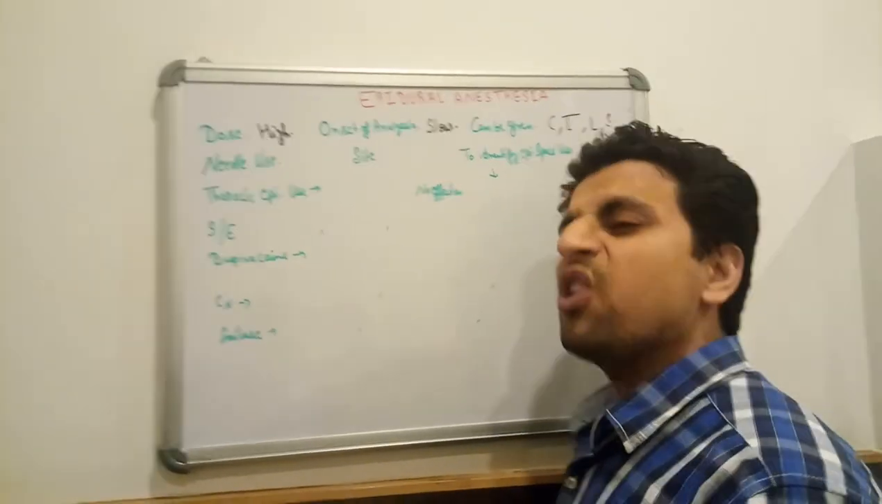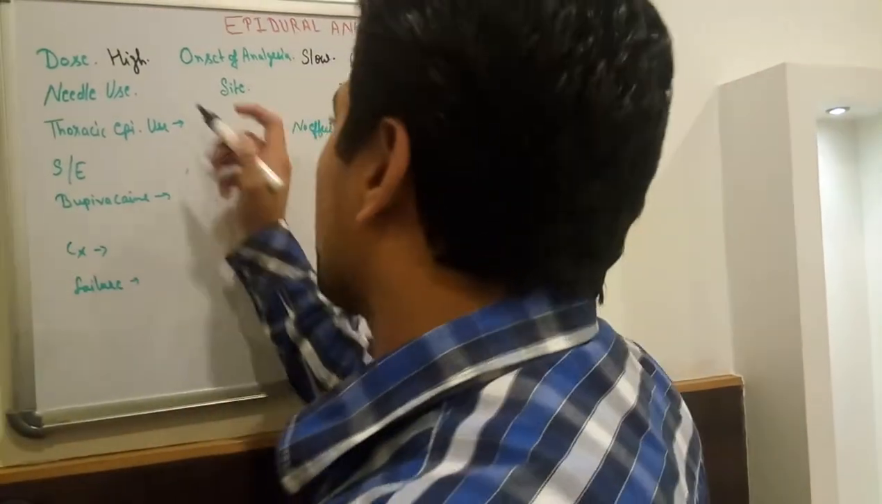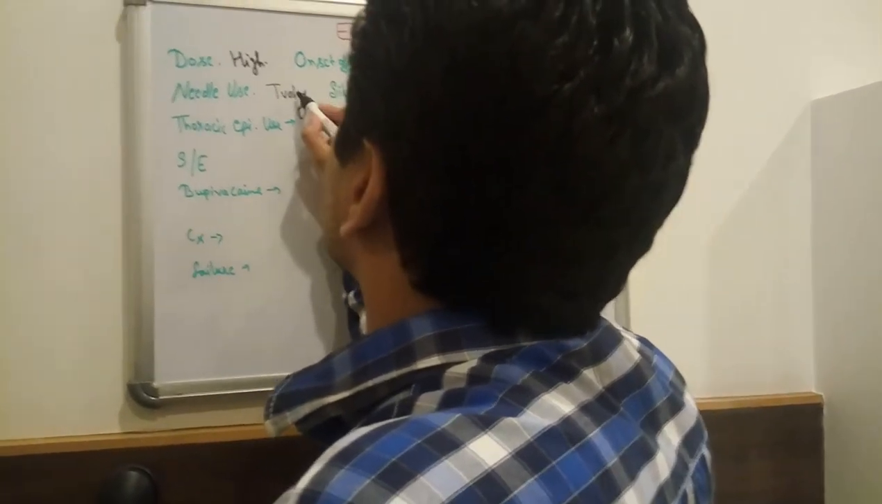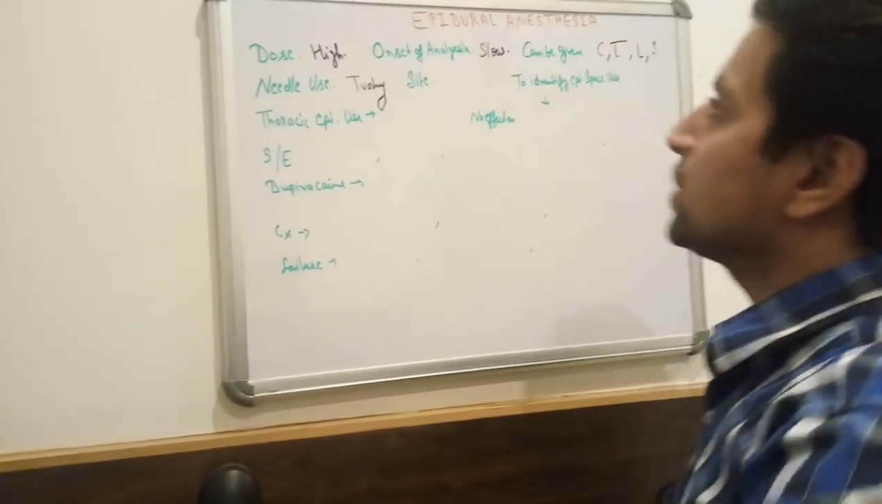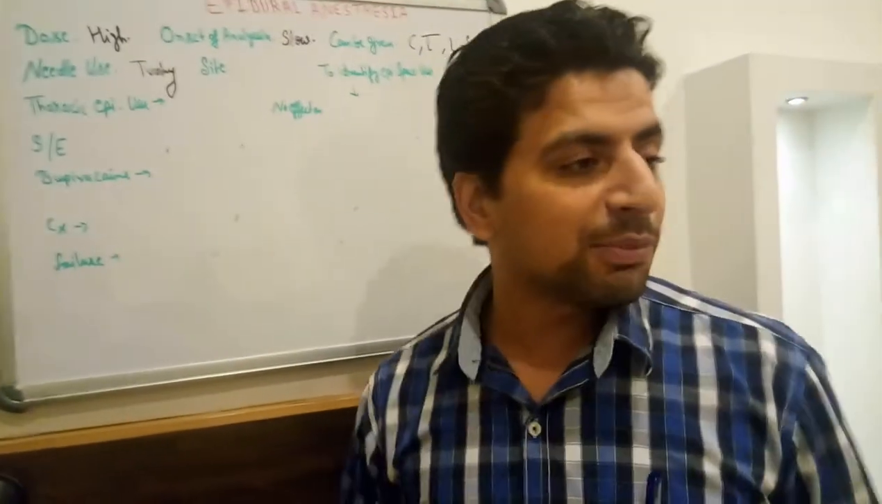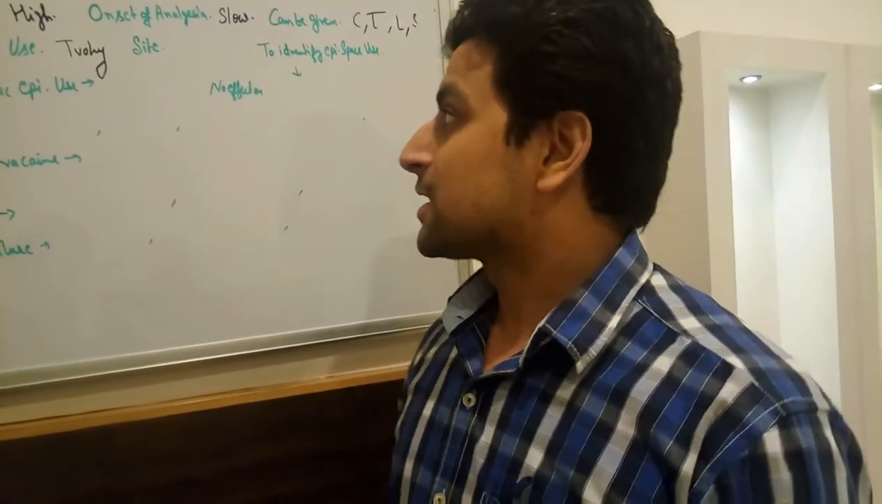Okay. What kind of needle do we use in epidural anesthesia? My question goes to the MLA doctor. Yes, he is right. T-U-O-H-Y, the Tuohy needle is what we use in epidural anesthesia. What a good answer. I really appreciate his performance. He is already a regular in my classes.